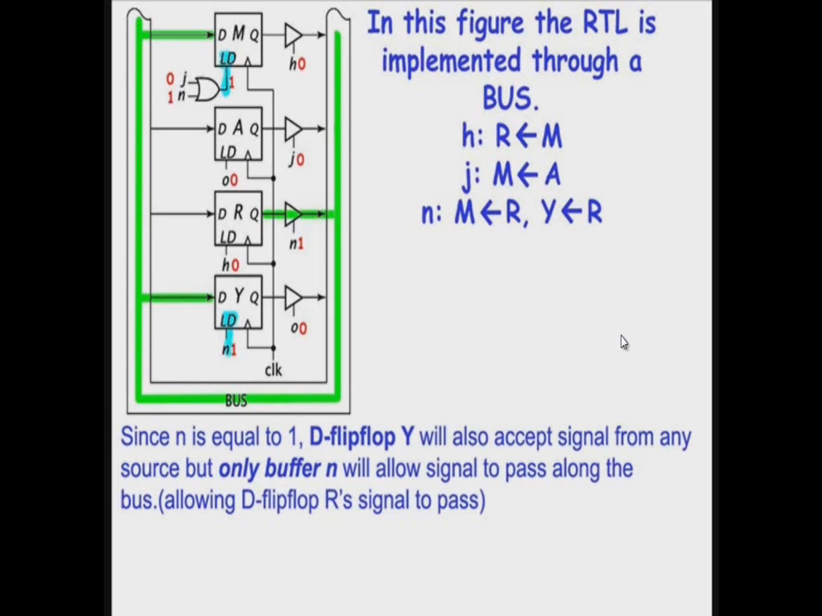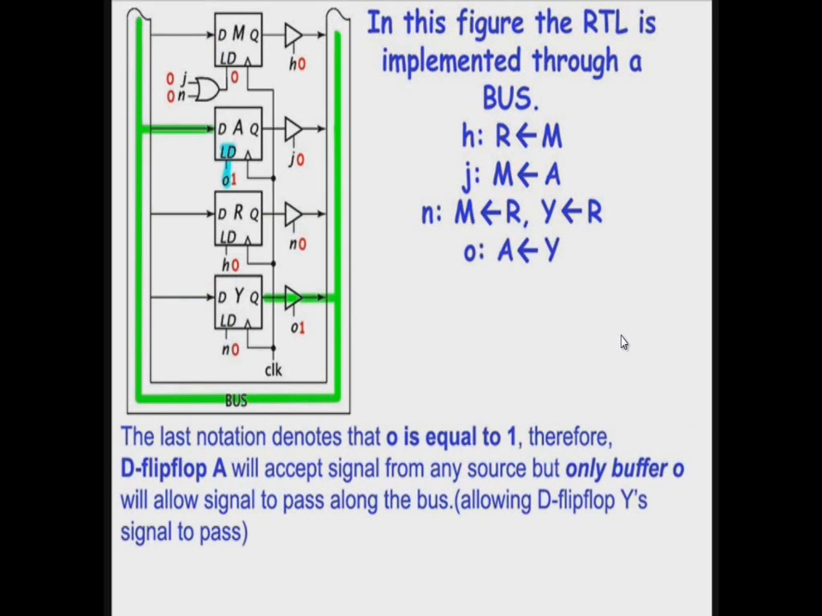Since n is equal to 1, D flip-flop Y will also accept signal from any source, but only buffer n will allow signal to pass along the bus. The last notation denotes that O is equal to 1. Therefore, D flip-flop A will accept signal from any source, but only buffer O will allow signal to pass along the bus.